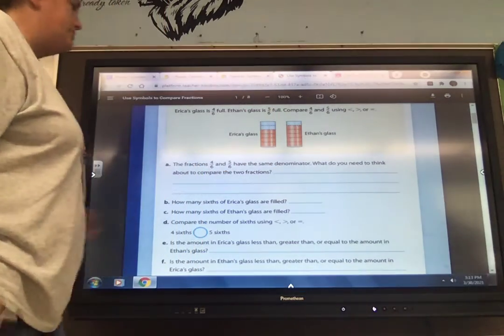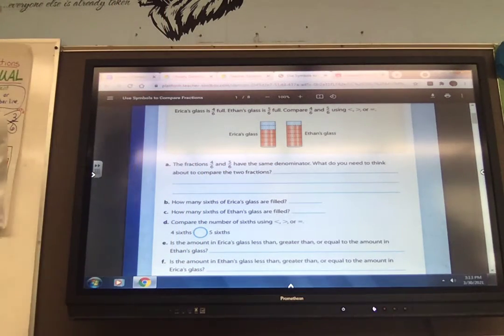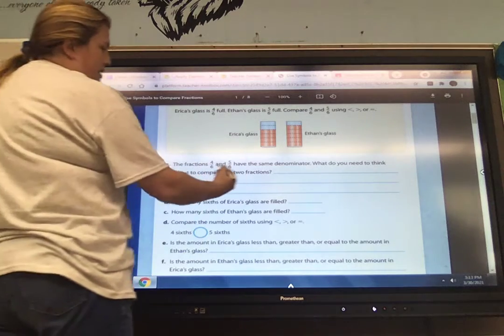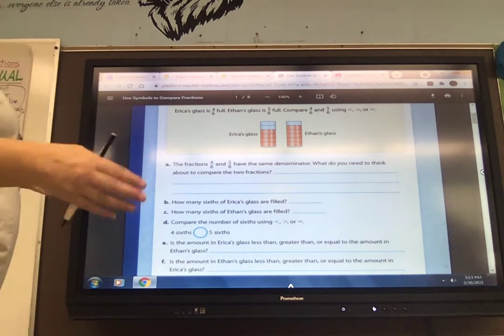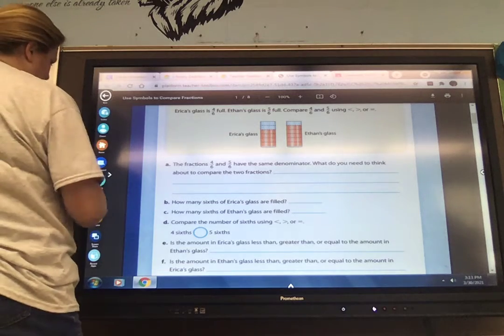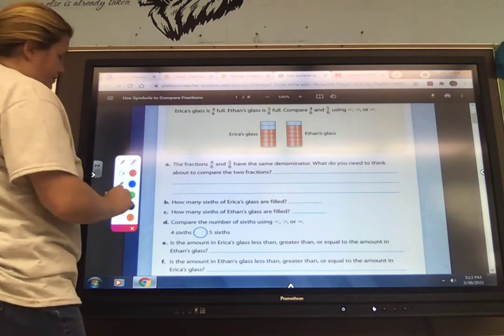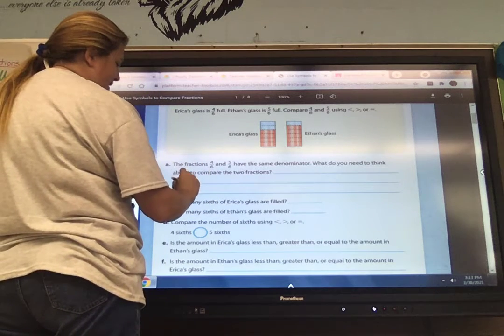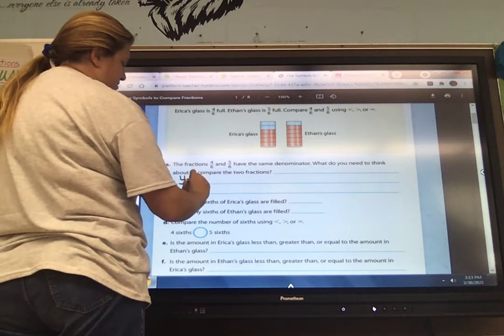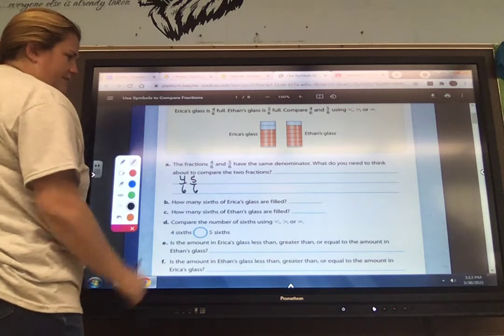All right, they have the same denominator. So I went over the rules yesterday. You can absolutely use the rules here. If you have the same denominator, you can just compare them by looking at your numerator. But we're still going to butterfly them because the fractions will not always have matching denominators. So I still want you to practice your butterfly method.